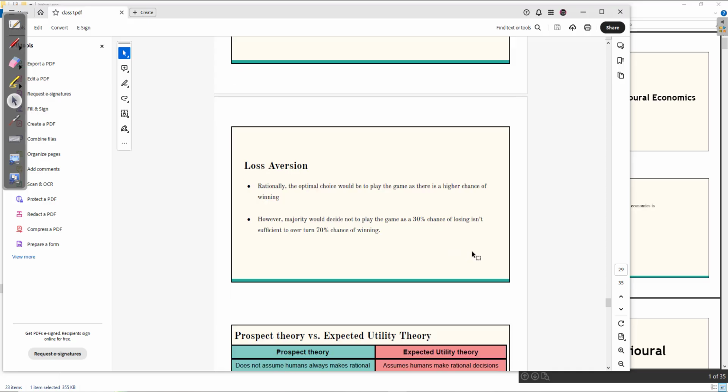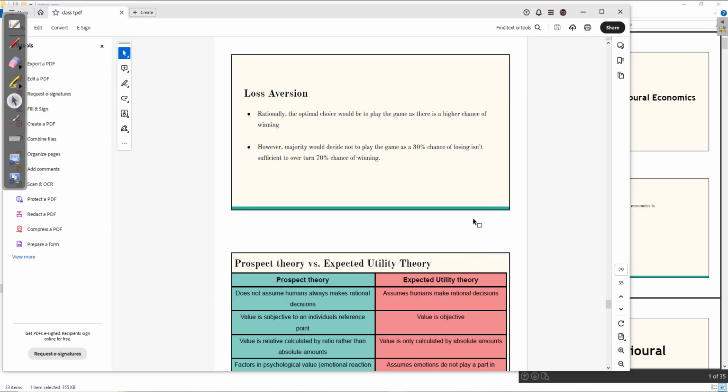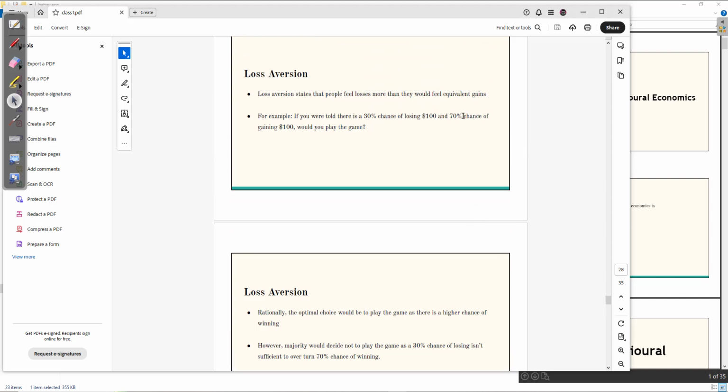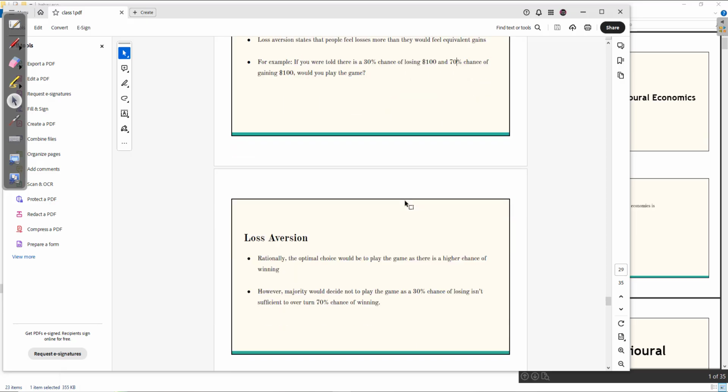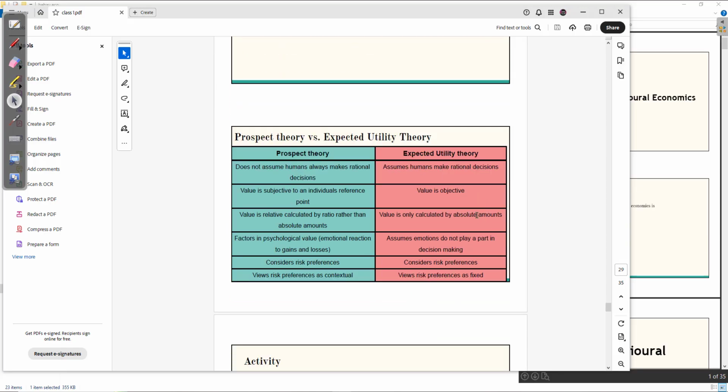Moving on, loss aversion. Rationally, the optimal choice would be to play the game. There is a higher chance of winning, if you take the probabilities, 70% chances of gaining that amount. However, the majority would decide not to play because they will focus more on that 30% loss. This is loss aversion. You are more sensitive to that loss. There are some differences between prospect theory and expected value theory. These are the differences. You can just take a screenshot.